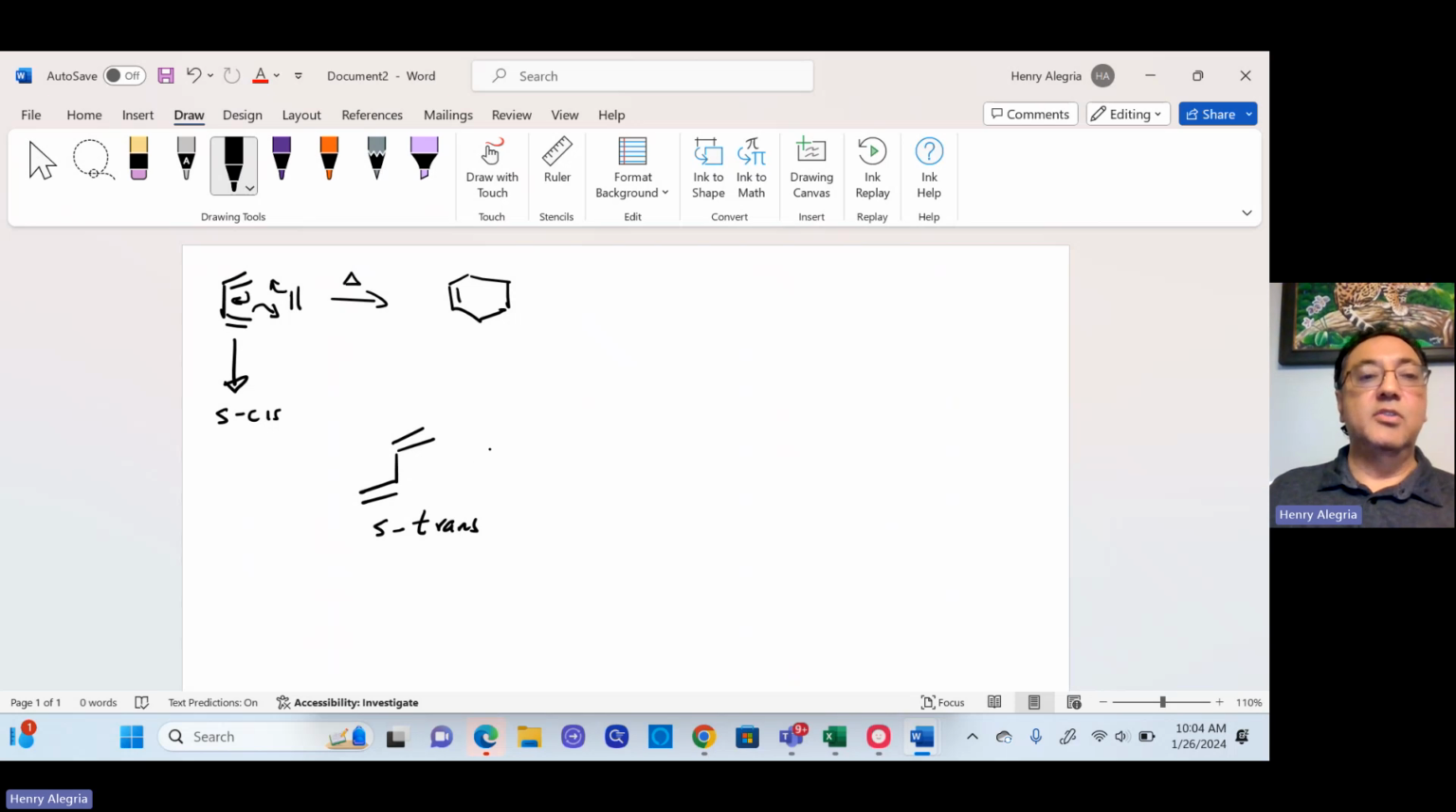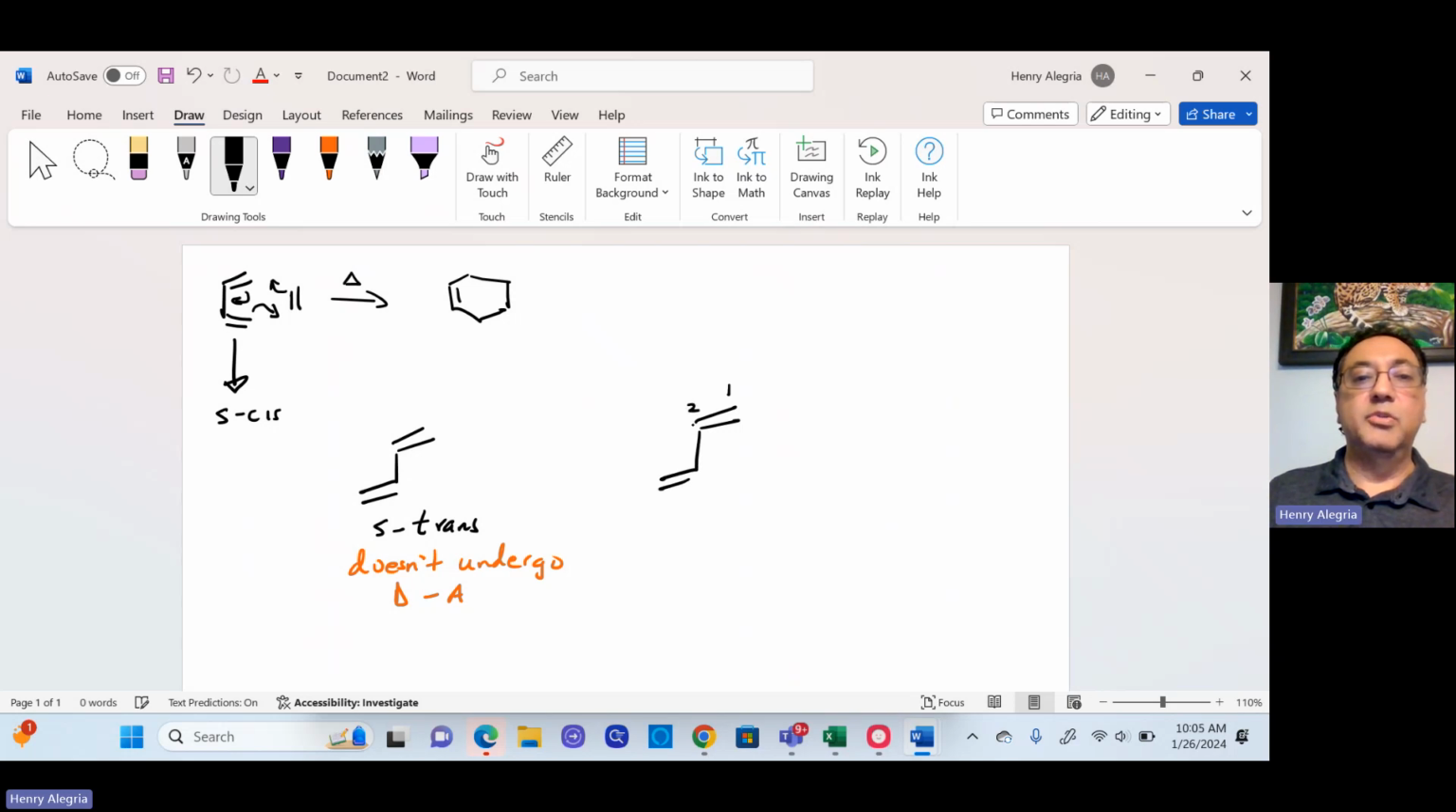In the S-trans configuration, this one will not do, right? So this one doesn't undergo a Diels-Alder. So the question is why? Why would that not undergo a Diels-Alder? The reason is actually very simple.